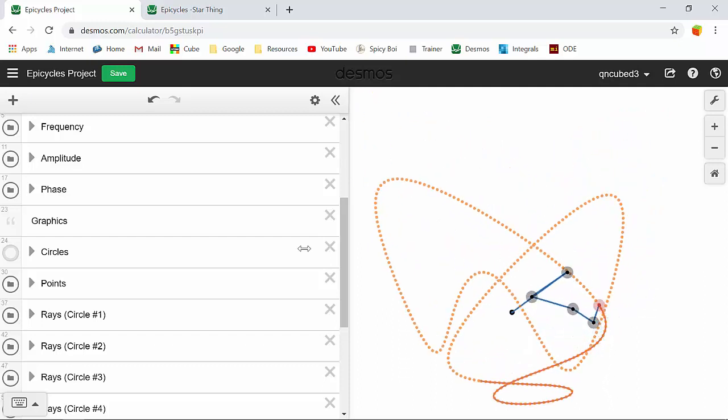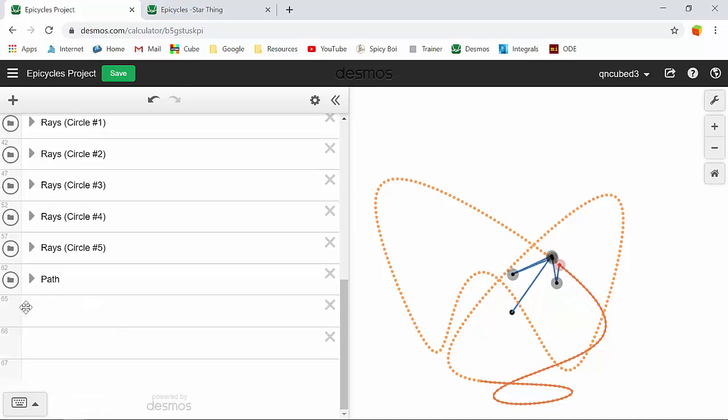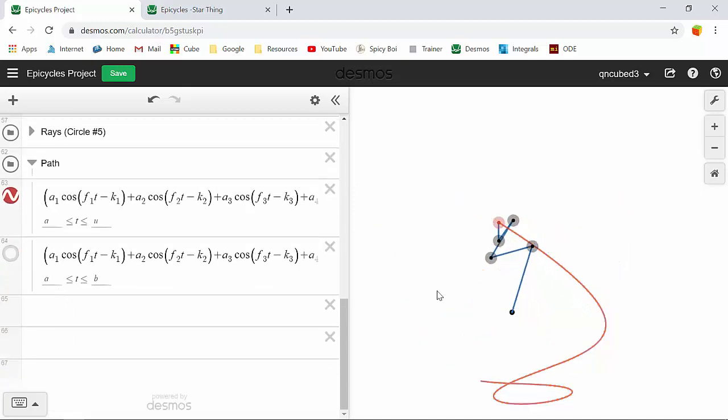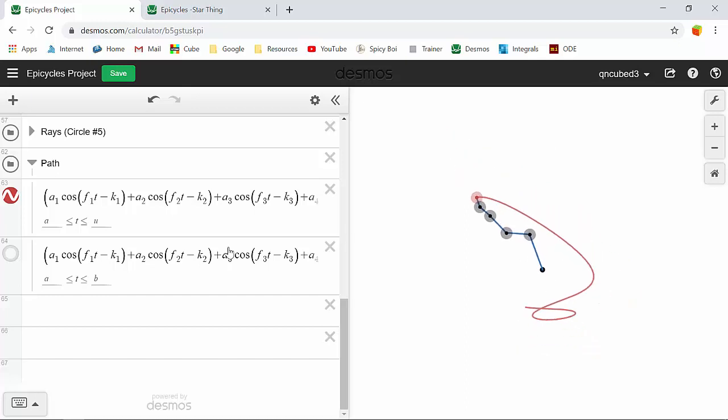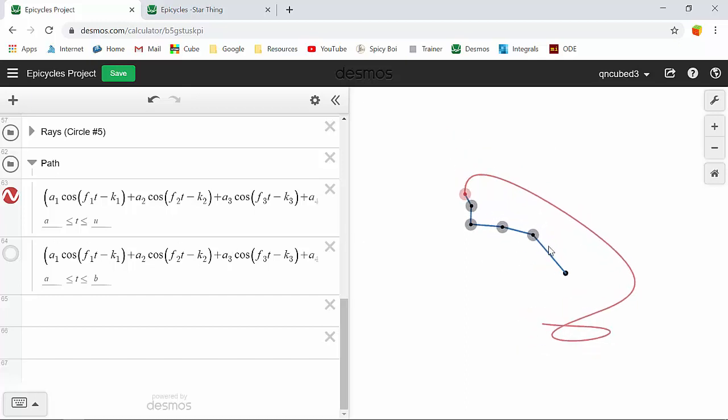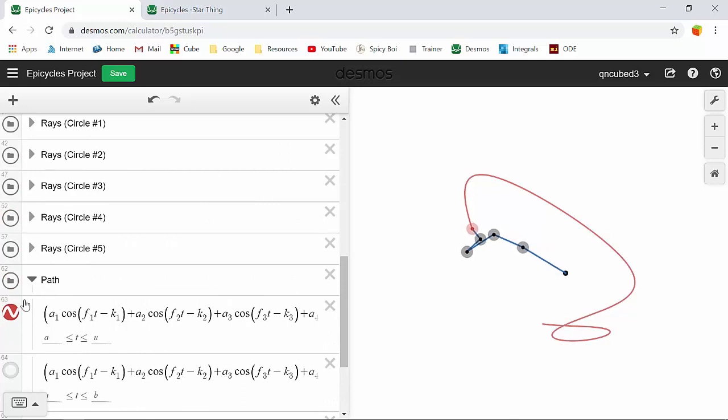So this thing's just tracing out this whole path right here. We can disable the path if we want to and just have it draw out the line itself, the parametric line. Yeah, that's pretty much it, actually. That's all I wanted to show you guys.